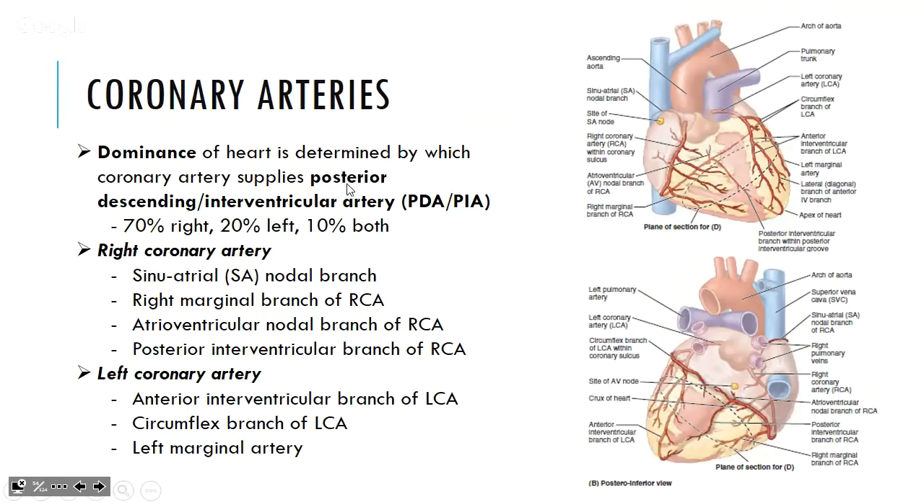So the posterior interventricular artery is what determines the dominance of the heart. So usually it'll be the right coronary artery that supplies it, and that will usually be the answer. So they might ask you like, I don't know, if the right artery supplies this, which one is dominant, and it'll just be right side. And then the right coronary artery supplies most of the right side of the heart. Left coronary artery mostly supplies the left side of the heart. And I don't think you need to know it in too much detail.